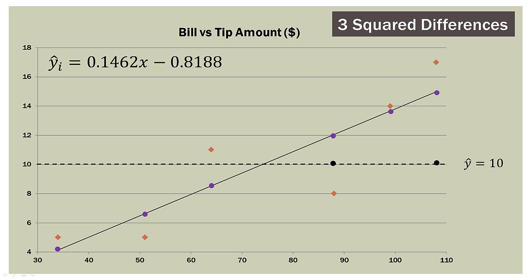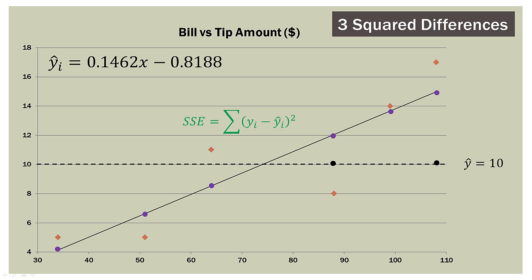Remember that the diamond is the actual observed value. The black circle is the mean of the dependent variable, which was the tips, which is $10. The purple circle is the predicted tip amount based on the regression model. So each meal has 3 reference points: the observed, the mean of the dependent variable, and the predicted value. So the first square difference to look at is the SSE, and I think it's the easiest to remember.